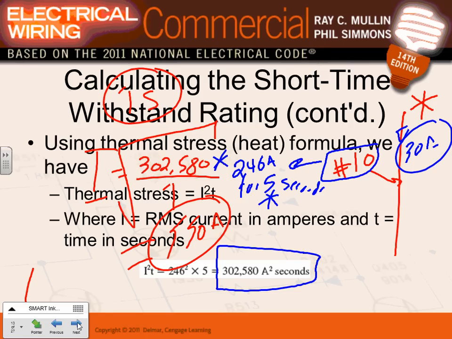Long story short, gentlemen, this will prep you for something called the damage curve for the conductor. What you're looking at is the damage curve for the conductor. When I start using SKM on Wednesday, here's what you're going to see. Very simple, very easy, straightforward, no gimmicks. You're going to see a curve like this for a number 10 conductor. That's it. And your job is to put the fuse underneath it.